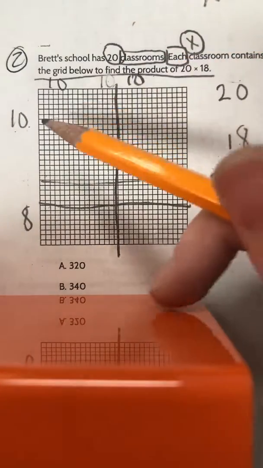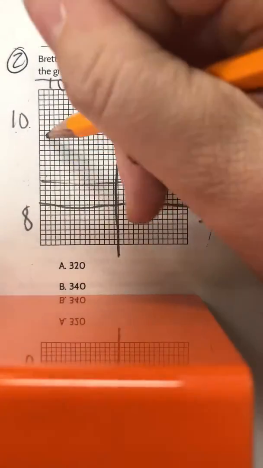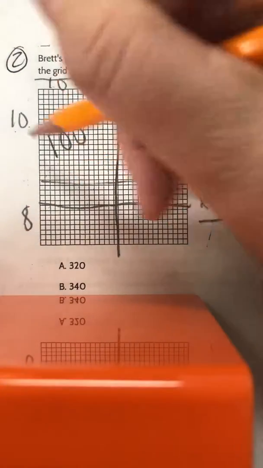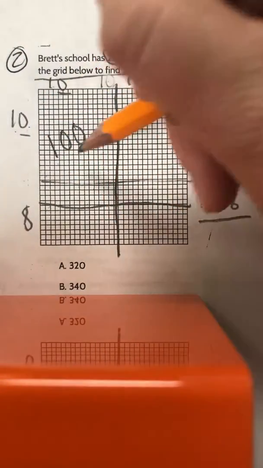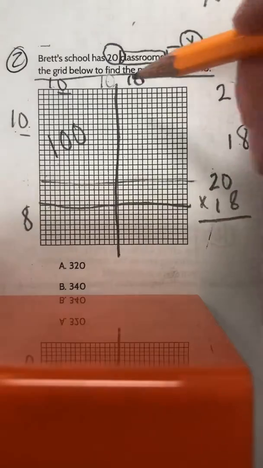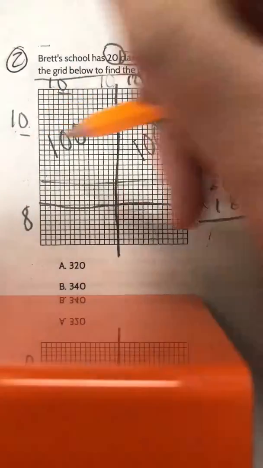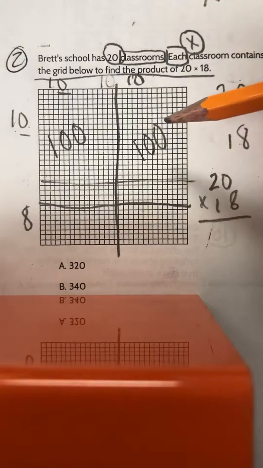Okay, so this should be 10 times 10, which is 100. If I didn't remember that, I know 1 times 1 is 1, and there's 2 zeros there, so I tack on 2 zeros to the end of that number. And then same here, 10 times 10 is 100. These are my partial products. I don't have the answer yet.